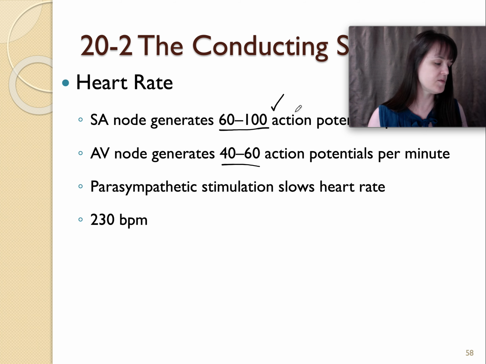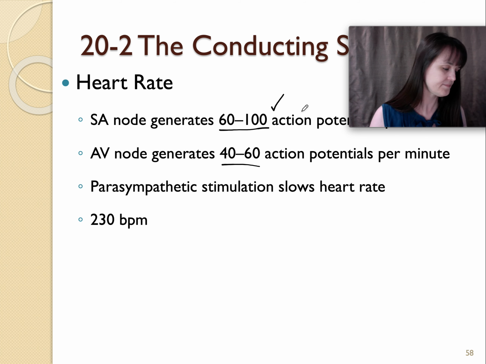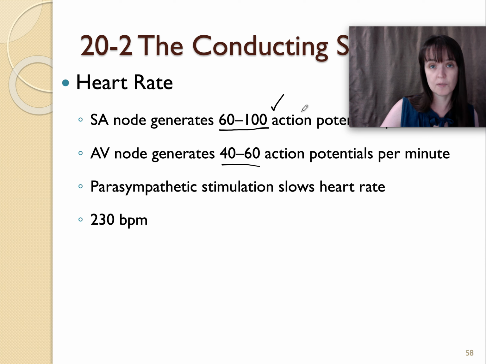But how is the normal resting heart rate slower than our 100 beats a minute? It's because we have constant parasympathetic stimulation of the heart. Parasympathetic rest and digest decreases the heart rate and the force of contraction. Constant parasympathetic stimulation. The maximum normal heart rate is 230 BPM, beats per minute, because that's the fastest the AV node can conduct the impulses.